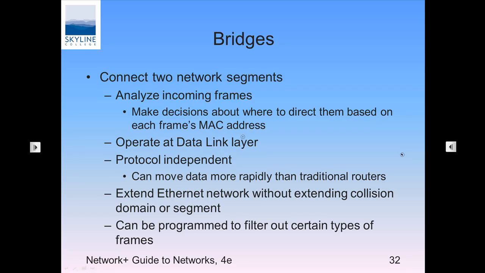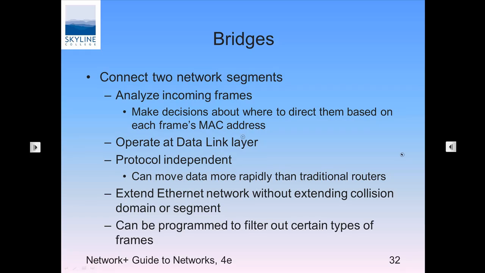So it connects two network segments, analyzes the incoming frame, and makes decisions about where to send them based on the MAC address, just like my bad drawing did there. Operates at the data link layer. Protocol independent, because it doesn't matter here if it's TCP/IP, IPX, whatever. But in all honesty, protocol independent is not a real issue here because it's going to be IP. It always makes decisions based on the MAC address. Moves data more rapidly than traditional routers because it's at a lower layer. Anything that you can do at a lower layer is probably going to be faster.